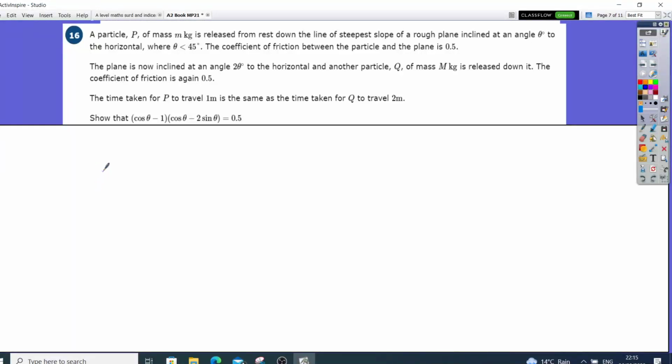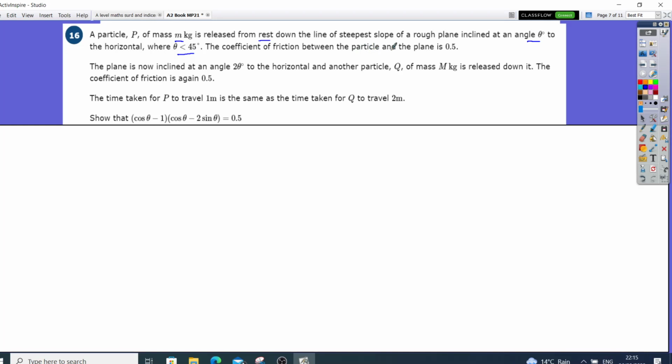Okay, let's have a quick look at this question 16. A particle P has a mass of m kg and is released from rest down the line of steepest slope of a rough plane inclined at angle theta to the horizontal, where theta is less than 45 degrees.